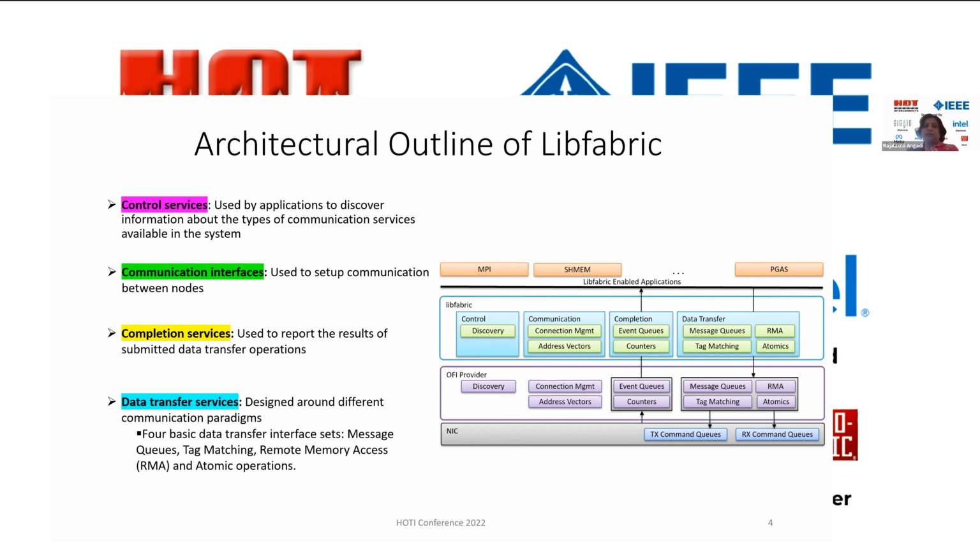Later in the slides, Juee is going to explain examples of tag matching, RMA, and message queues. And she will also explain various APIs which are used for control services, like, for example, FI get info. She'll talk about the communication interfaces, like what APIs are used for setting up communication between nodes, and then how completions are handled through the completion queues.